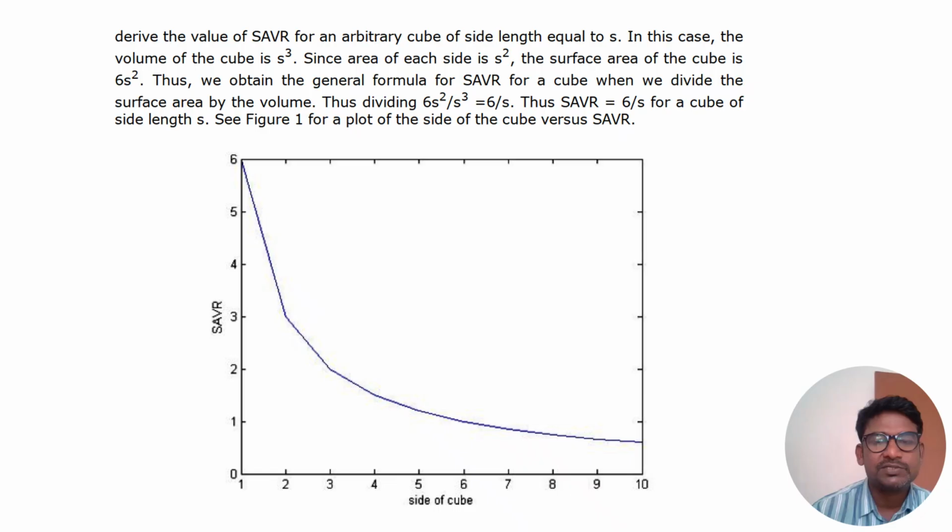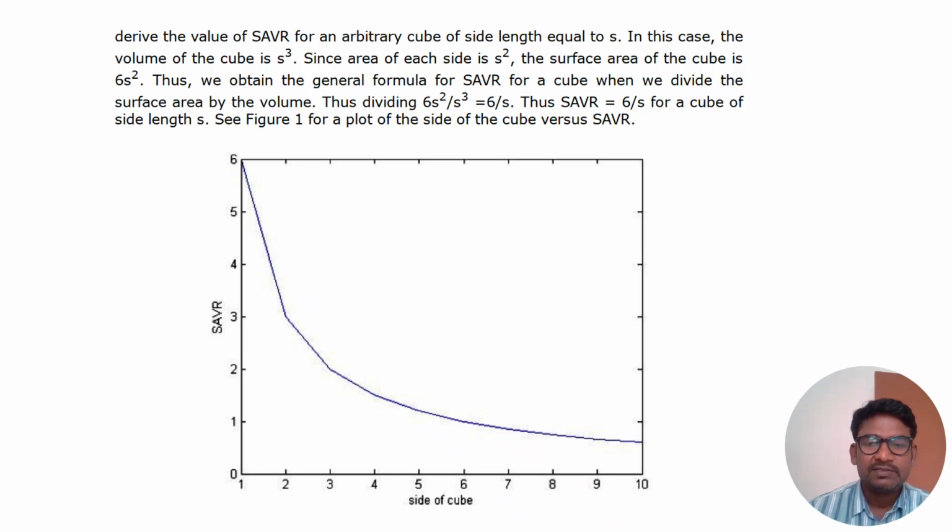Now let us try to make a graph out of this. In this case, we can make a formula. Say for example, the volume of the cube is S cube and the surface area of a side is S square. The surface area of the cube is 6S square because there are 6 sides, correct? Thus, we obtain a general formula of surface area to volume ratio for a cube, when we divide the surface area by the volume, it is 6 by S. That is 6S square by S cube, which is equal to 6 by S. Thus, the surface area to volume ratio is equal to 6 by S for a cube of side length S. So, see figure 1 for a plot of the side of the cube versus surface area.